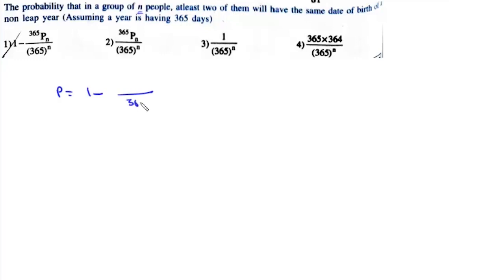So the total number of possible combinations will be 365^n. Now for each of these n people, we must select n distinct dates, and it can be done in 365Pn ways. So this required probability is 1 minus 365Pn upon 365^n, and that's your option 1.